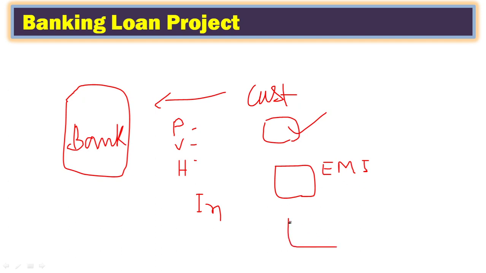Then the customer who took the loan needs to make the payment every month. This EMI payment, we collect. Therefore the bank should know how many customers they have, how many loans are given, and whether all customers are paying EMI or not. So this is a basic project to manage the loans issued by the bank. Fine. I hope you understand the concept. This is the main idea behind this project.